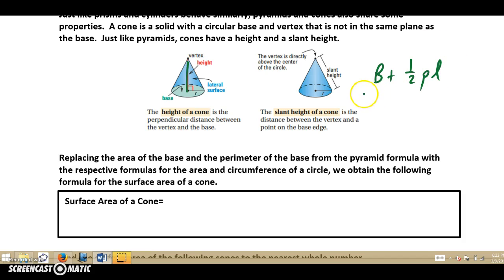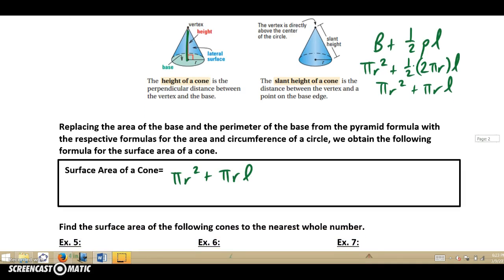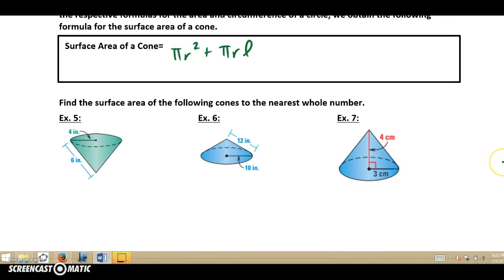Well, again, the area of the base is a circle for a cone. So the area of the base is pi r squared now. And the perimeter is the same as circumference when you're talking about circles. So that's 2 pi r. And a cool little thing happens here. The 1/2 and the 2 cancel each other out. So your new formula for a cone is pi r squared plus pi rl. Pi r squared plus pi rl. Alright, so let's try some. You just have to have the radius and the slant height. Again, you don't even need the height.